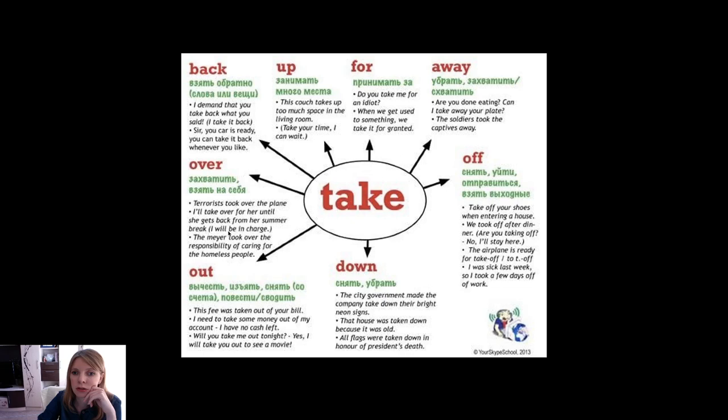And the last one. The mayor took over the responsibility of caring for the homeless people. Мэр взял на себя обязанность заботиться о бездомных людях. So I hope that you remember this spidergram and different meanings, because right now you are going to do the following exercise.